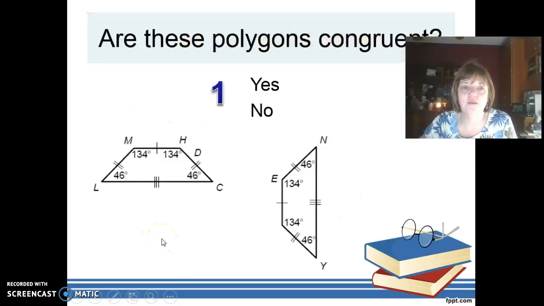So let's go on. So, number 1 for you. Are these two congruent?